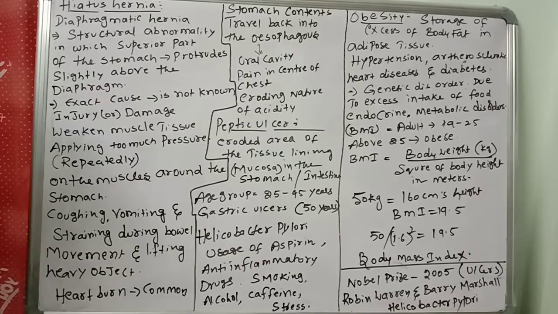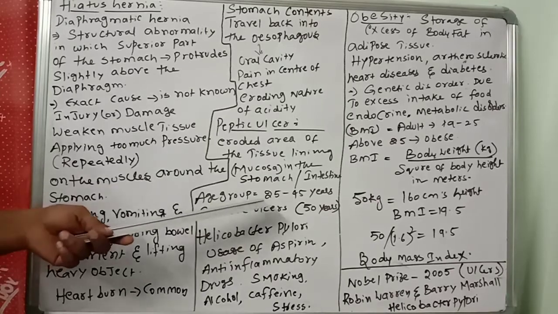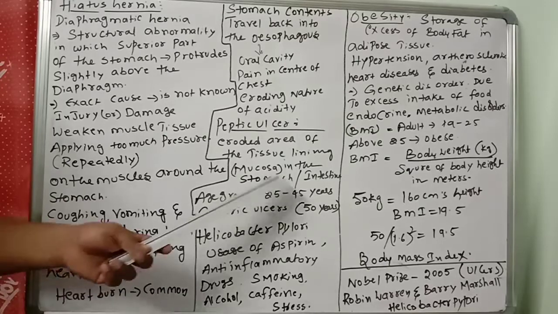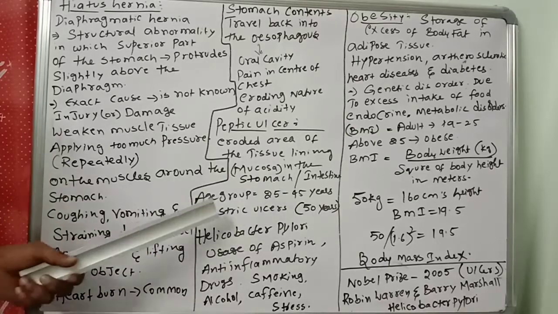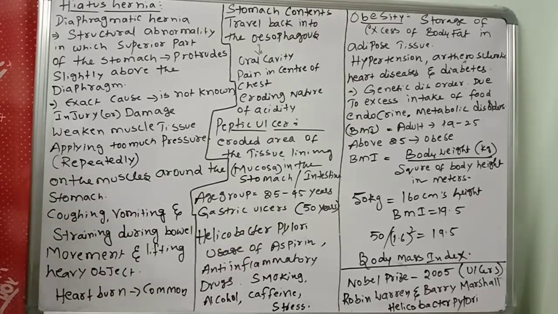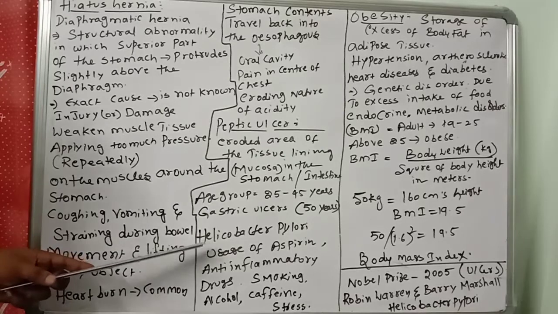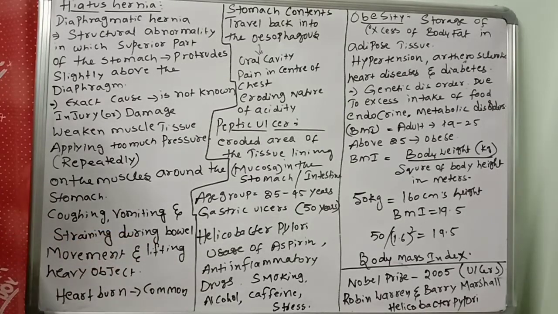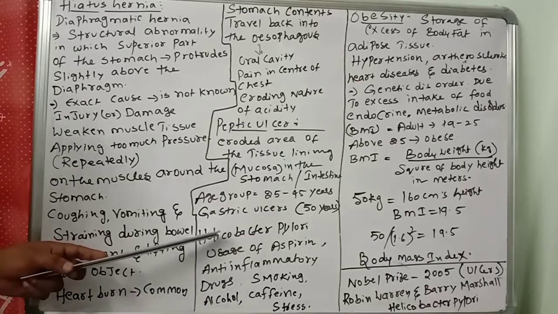They are called peptic ulcers. Mainly two types of ulcers: gastric ulcers and duodenal ulcers. Duodenal ulcers occur in the 25 to 45 years age group. Gastric ulcers occur above 50 years; especially people above 50 will get gastric ulcers. Bacterial infection is also a main cause for ulcers. Helicobacter pylori is a bacteria which causes ulcers.